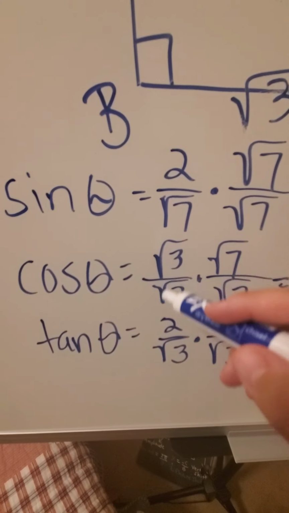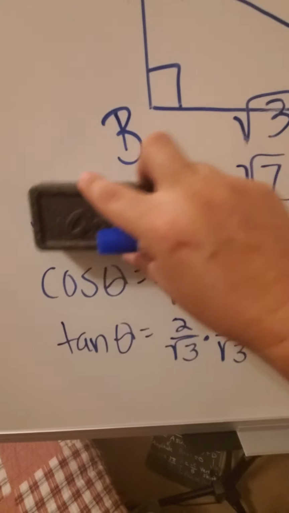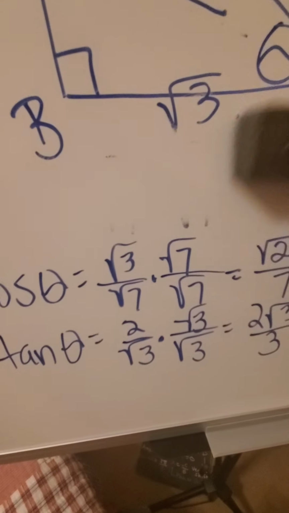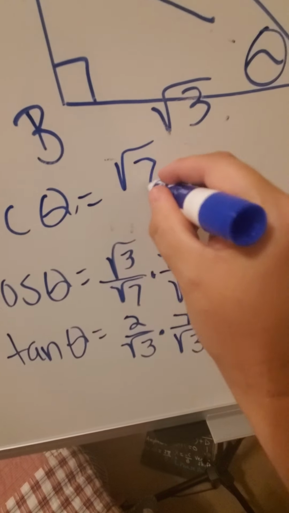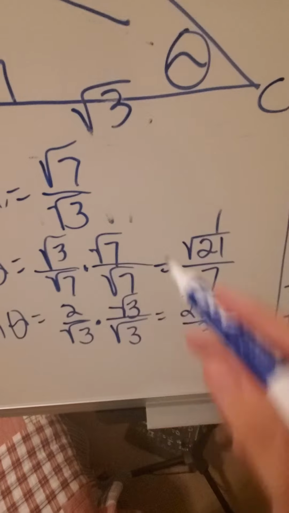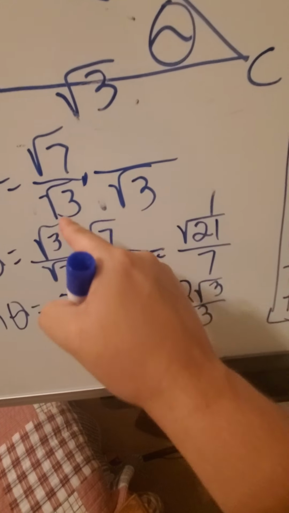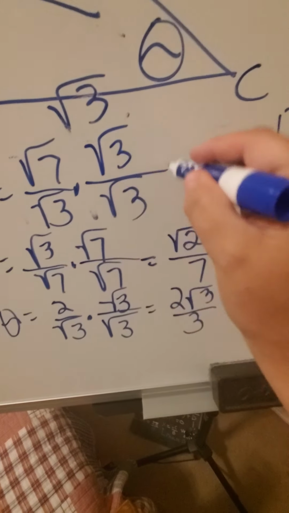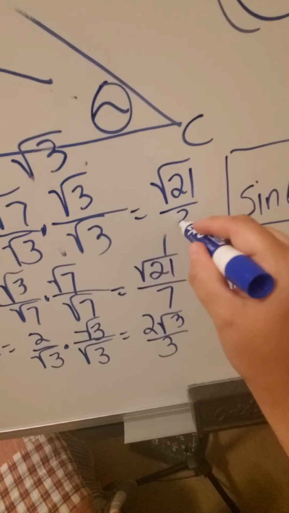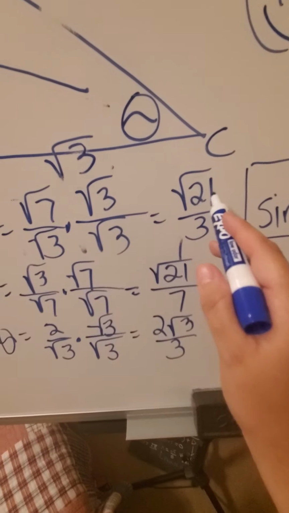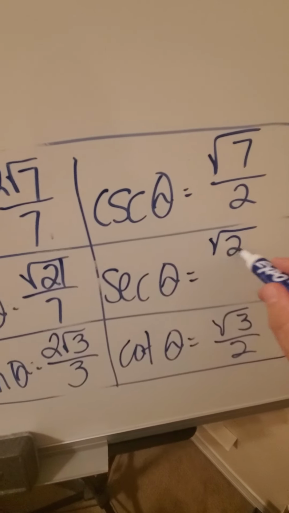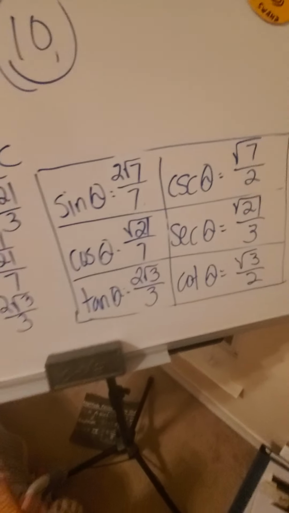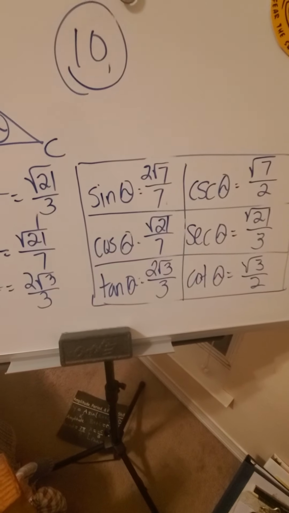Now, secant, it's the opposite of cosine. So it's going to be the square root of 7 over square root of 3. I got to get rid of that in the bottom. So multiply by whatever's in the bottom. Don't worry about the top. So that'd be square root of 21 over 3 this time, right? Because 7 times 3 is 21. 3 times 3 is 9. Square root of 9 is 3. So secant would be square root of 21 over 3. So that is 9 and 10 at the top of that one page. I hope this helps.